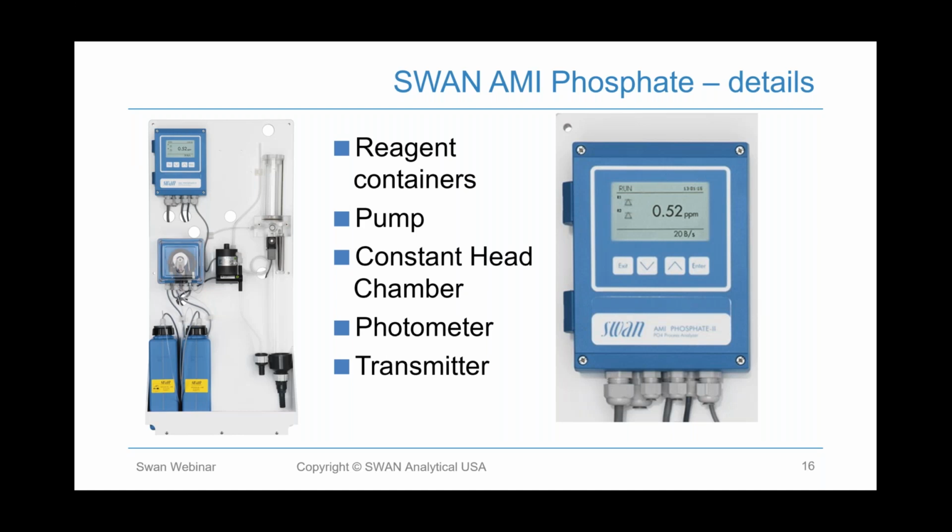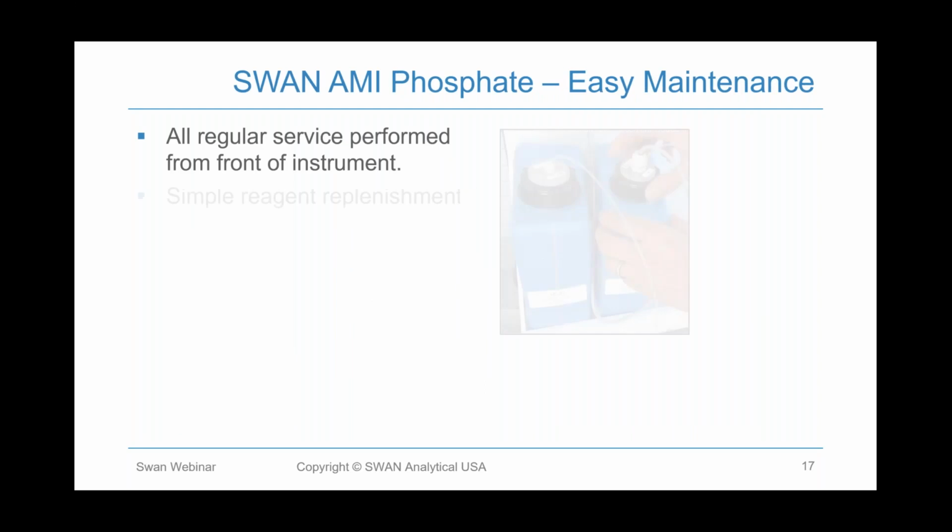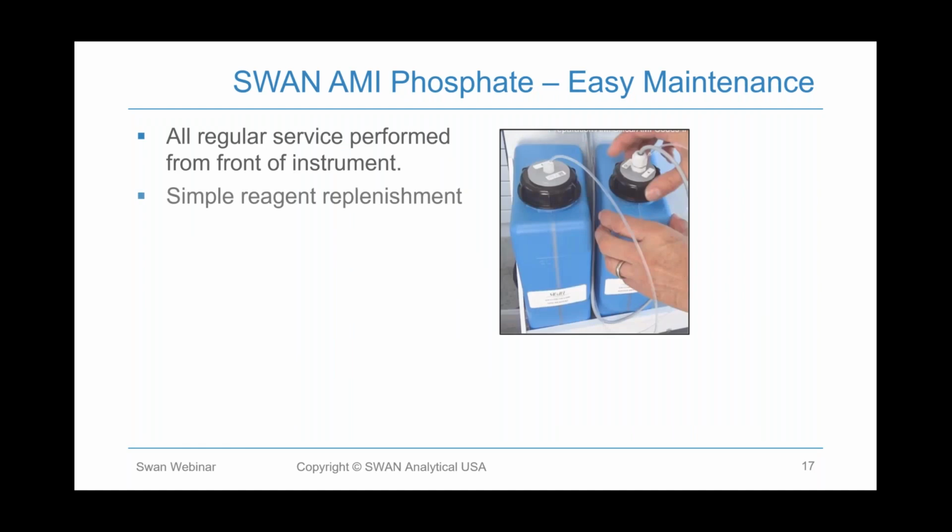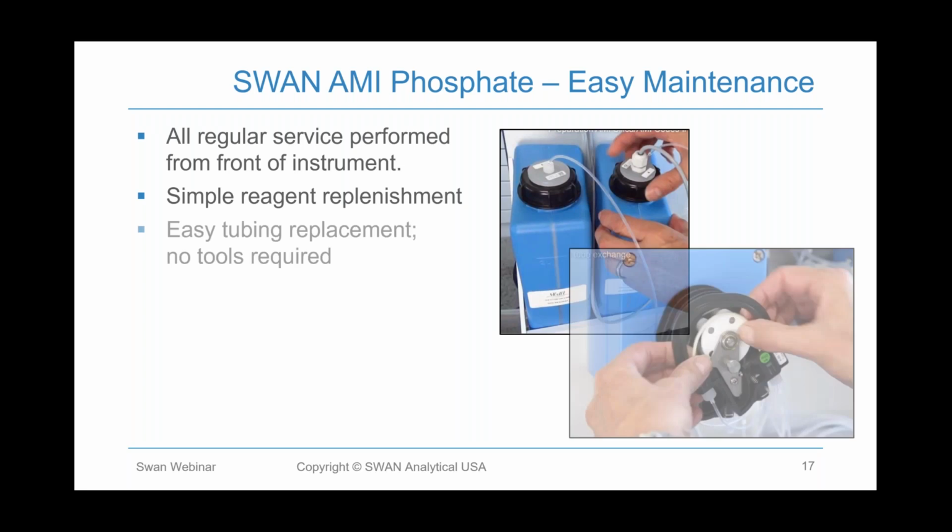So let's look at a couple of the features of the instrument. So all the regular service is performed right in front of the instrument. So that panel, the instrument, that's exactly how it comes. There's no reason to have to access the back of that panel for any reason. We don't have tubing that disappears up inside plastic housing. Everything is visible right there in the front. Reagents are very easily accessible. And I talked about the easy tubing replacement with no tools required.